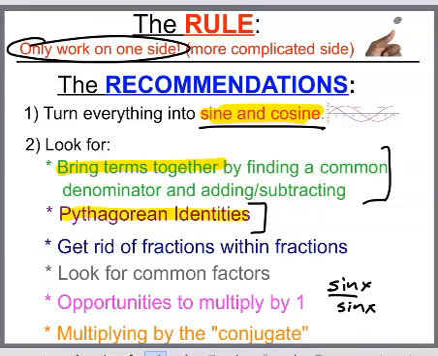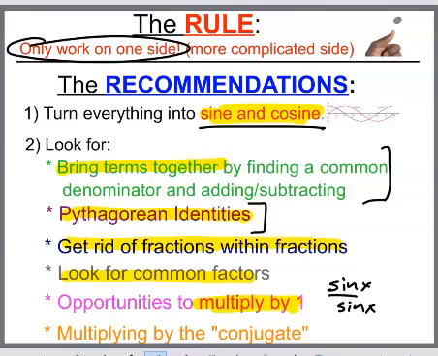Look at those Pythagorean identities, that sine squared plus cosine squared equals 1, etc. Get rid of fractions within fractions. So that might mean instead of dividing by a fraction, you multiply by the reciprocal, right? So get rid of fractions within fractions. Look for common factors. So if you see two terms, you have a plus or minus and there's a common factor, it might help to pull out a common factor.